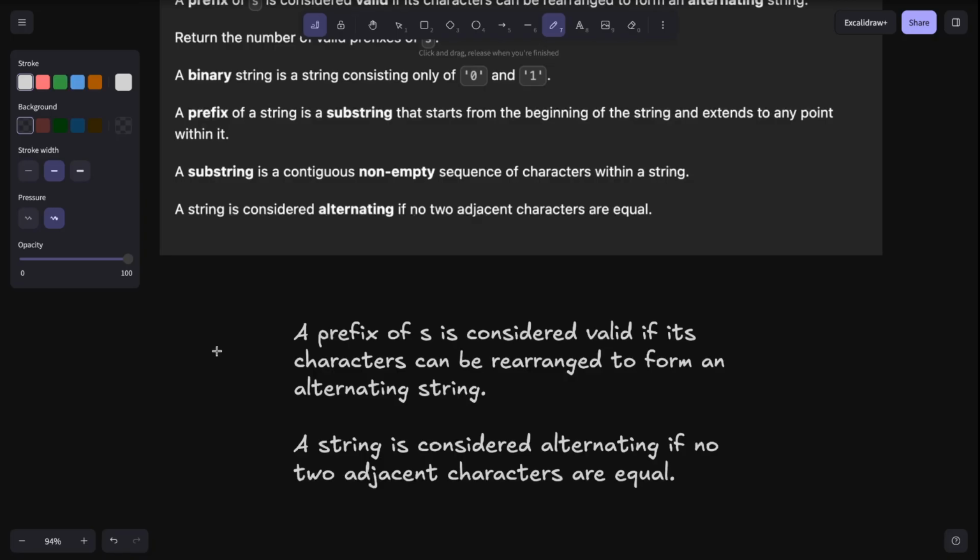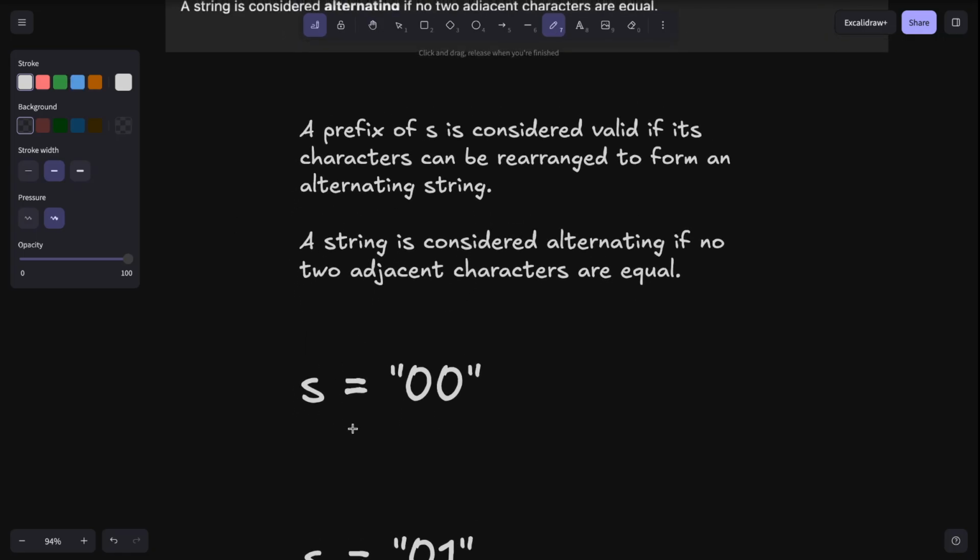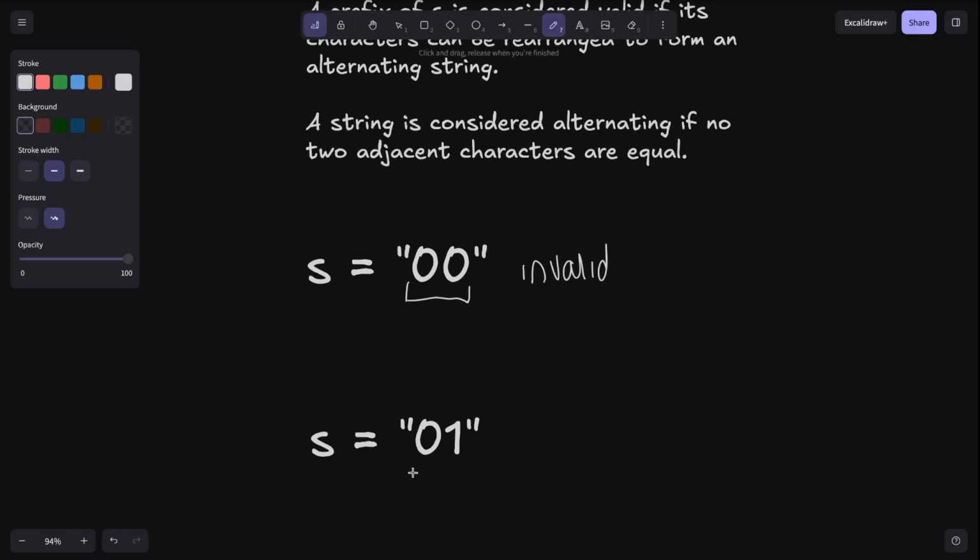And once you do know those two things, the key bit of information for this problem is the following. A prefix of s is considered valid if its characters can be rearranged to form an alternating string. And an alternating string is a string where no two adjacent characters are equal. So if we look at a simple example where the string s is equal to 00, this is invalid. The reason being that there are two characters next to each other which are equal. So this is invalid. If we look at this string, 01, it is valid. The reason being, the characters that are next to each other are not equal to each other. So this is valid.